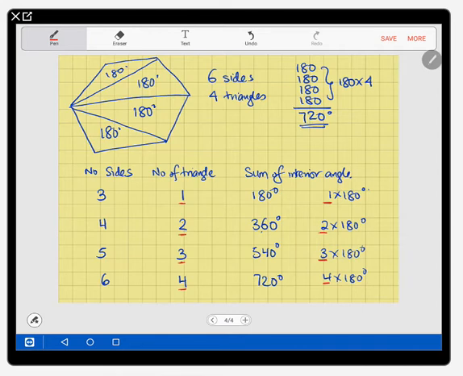So, how do we get 1 from 3? How do we get 2 from 4? How do we get 3 from 5? How do we get 4 from 6? Is there a relationship between the two? Is this something that is common? Yes. This is equal to 3 minus 2. This is equal to 4 minus 2. This is equal to 5 minus 2. This is equal to 6 minus 2.